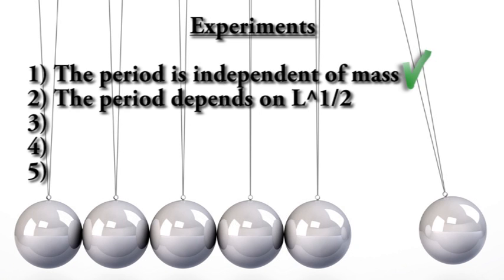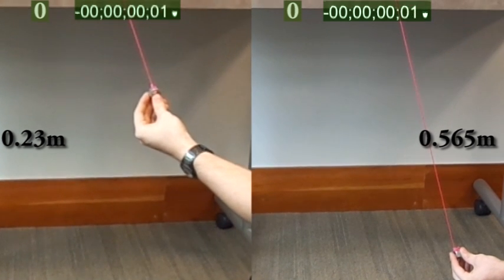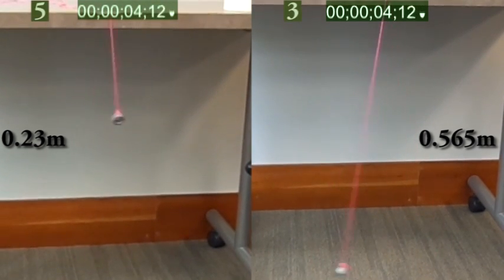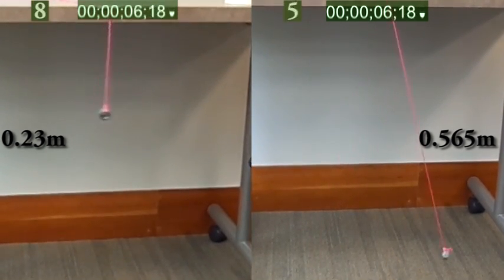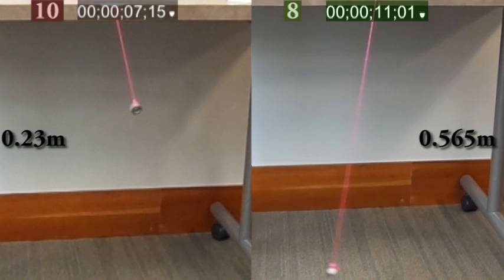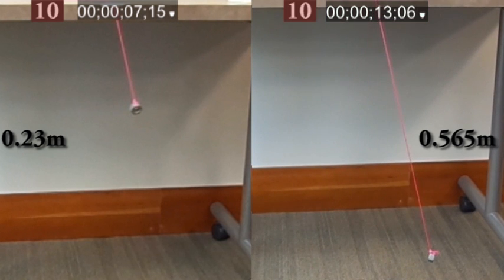Next, we will prove that the period is dependent on L to the 1/2 power. It is apparent that the shorter stringed pendulum's periods were much shorter than the long stringed pendulums. The timers used in the editing software follow the time code, so our units are not seconds. Let's look at the actual data we obtained to prove the period depends on L to the 1/2 power.